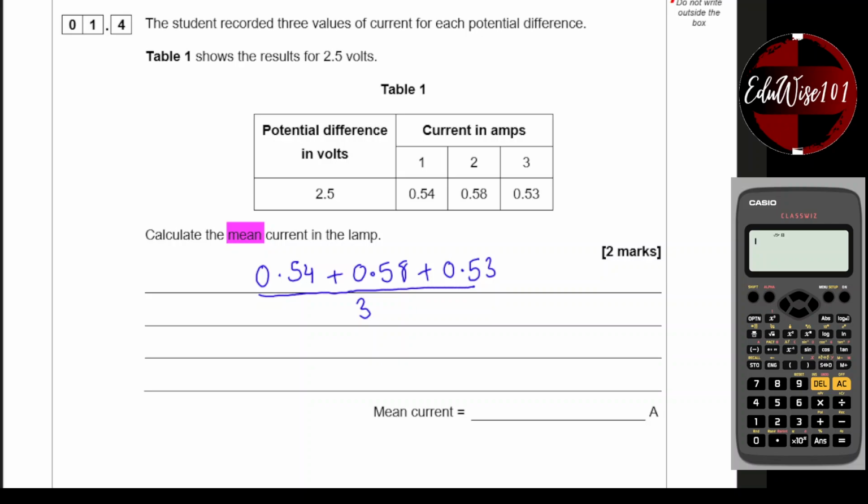So I say 0.54 plus 0.58 plus 0.53. That gives me 1.65. Divide that by 3, and that would give me 0.55.